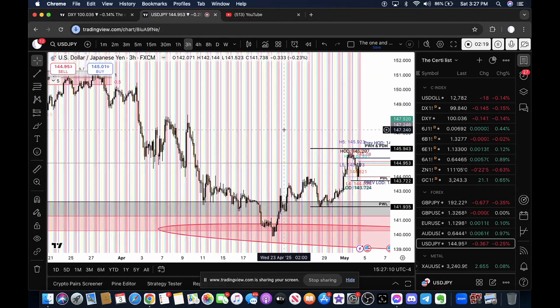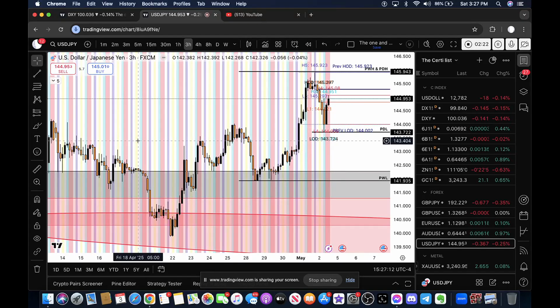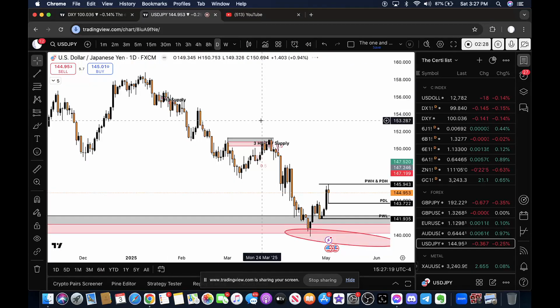Looking at our H3 time frame, bullish order flow, right? Last valid H3 lower high that led into that lower low. Price came, rejected, and followed through from that area. Came back to the downside again, but overall going to the upside. So obviously H3 bullish order flow.